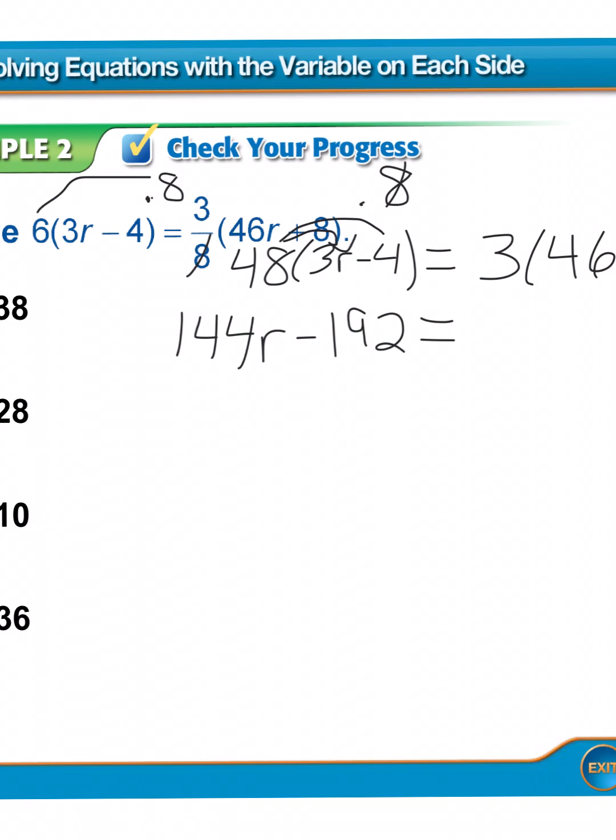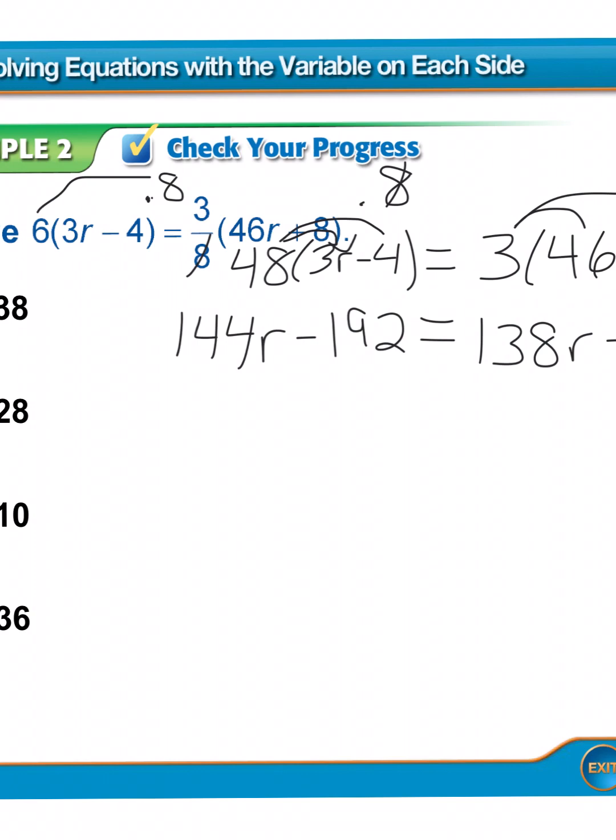Distribute. What's 3 times 46? 138. 138r. And then 8 times 3? 24. Yep. Okay, now we have it. Sorry. Do we have it simplified on both sides? On the left side, are there any more like terms? On the right side, are there any more like terms? Now we can combine them.